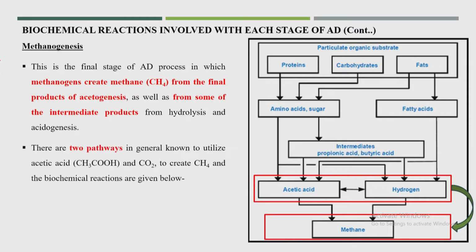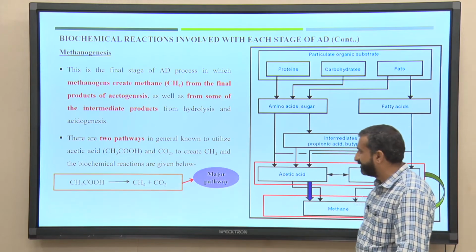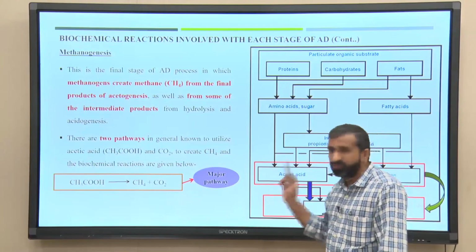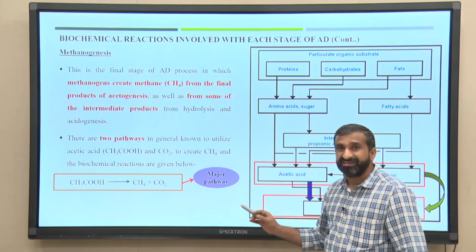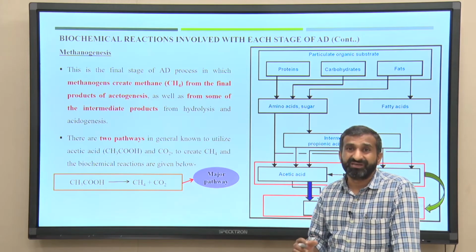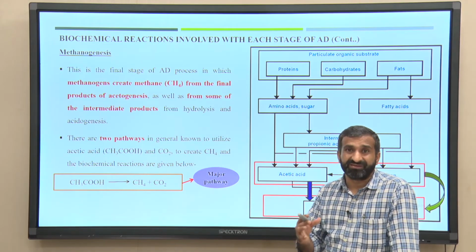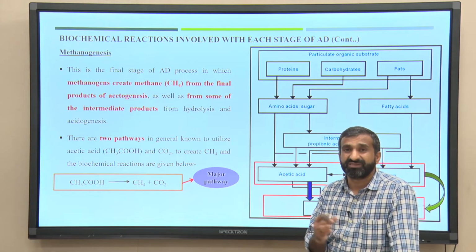So, there are two pathways to create methane. The first is this acetic acid, meaning CH3COOH, converting into methane and carbon dioxide. But remember that this process is only possible at neutral pH, and again the problem is that the methane forming bacteria are not that strong as compared to the acid forming bacteria, and that is why the buffer or buffering capacity always needs to be discussed in the anaerobic digestion process.